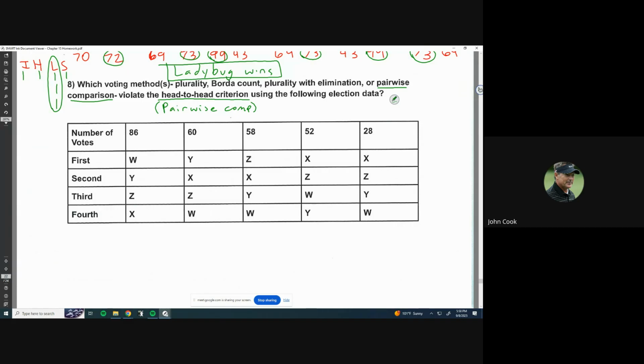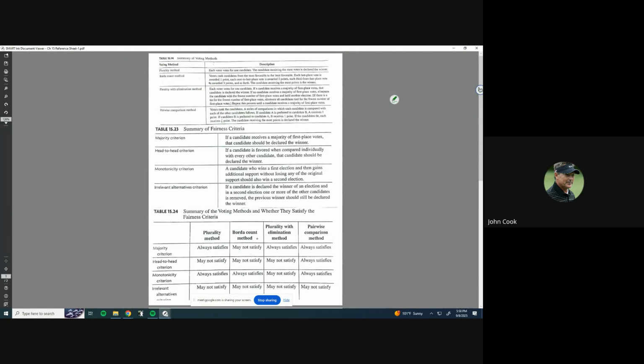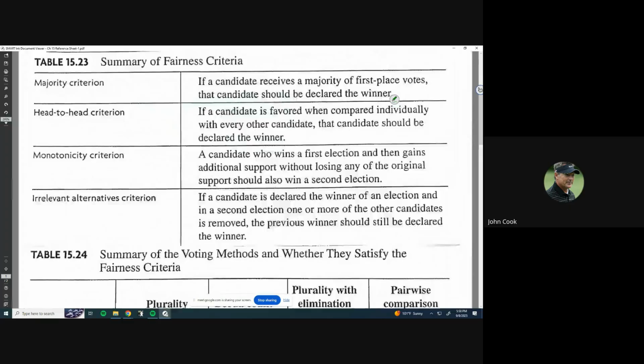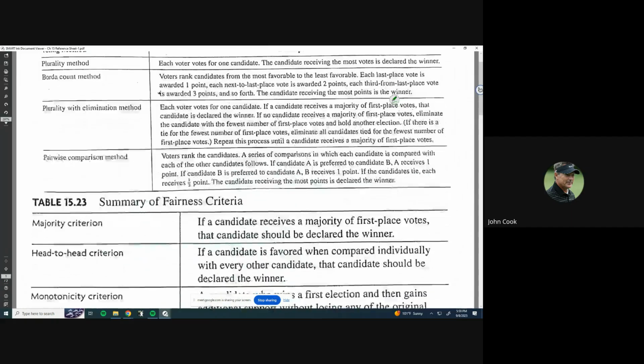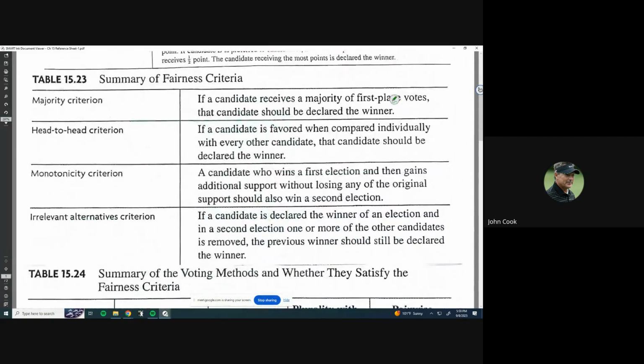Our test is going to have a reference sheet, and here's what the reference sheet looks like. This should also be up on Canvas already, and you were probably given one during the quiz. Here's the head-to-head criterion. Let me read it out: if a candidate is favored when compared individually with every other candidate, that candidate should be declared the winner.